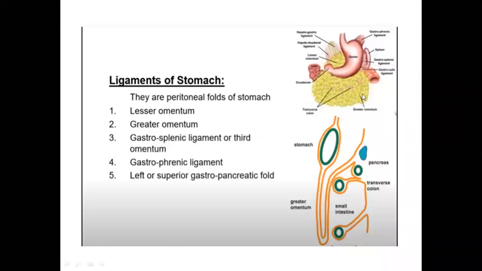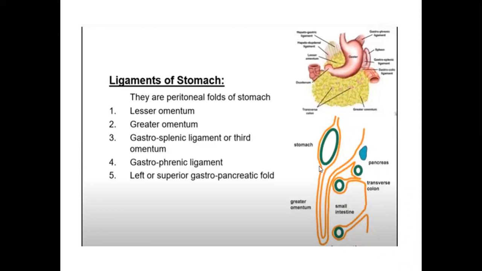So you can see here very clearly that this is the greater omentum. This is the gastrophrenic ligament because the diaphragm is attached here on the back side. Then this is the hepatogastric ligament. The stomach will be related anteriorly with the liver. That is why it forms a hepatogastric ligament and the hepatoduodenal ligament. We also have it here. Then we have the gastroduodenal ligament as well.